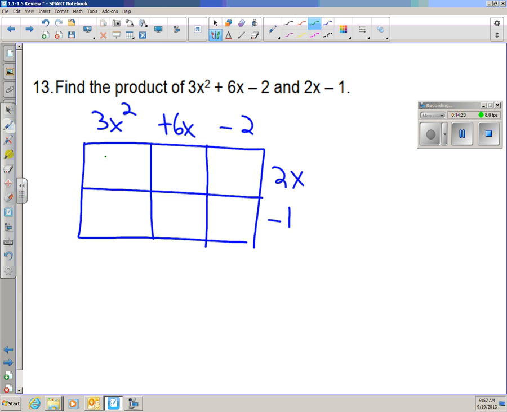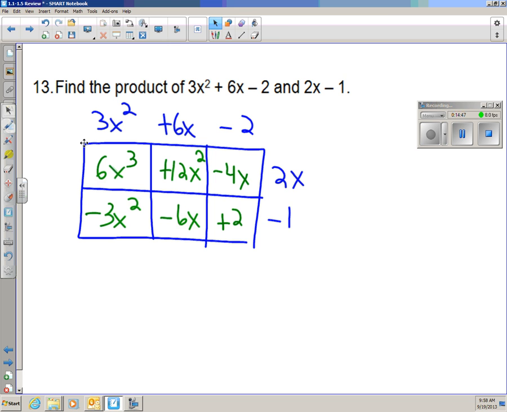3x squared times 2x, 6x cubed. I'm actually going to go down this time. 3x squared times negative 1, negative 3x squared. 6x times 2x, positive 12x squared, excuse me. 6x times negative 1, negative 6x. Negative 2 times 2x, negative 4x. Negative 2 times negative 1, positive 2.